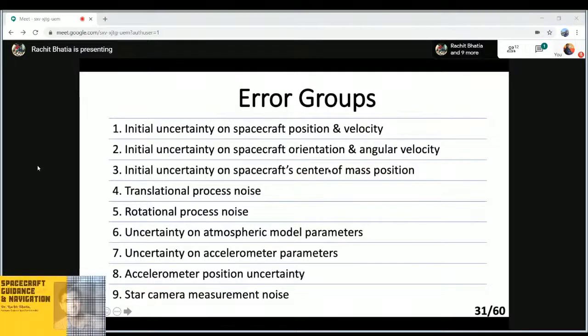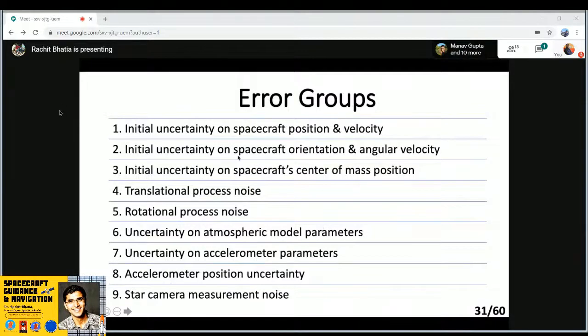What is my best estimate or my initial uncertainty about the center of mass position of the spacecraft? What is the translational process noise? What is the rotational process noise? What is the uncertainty on the atmospheric model parameters and accelerometer parameters? So these are the different error groups that I've listed. And what I do then is run the lin cov for each of these error groups. When I say each of these error groups, what I do is first run it with all the error groups switched on.